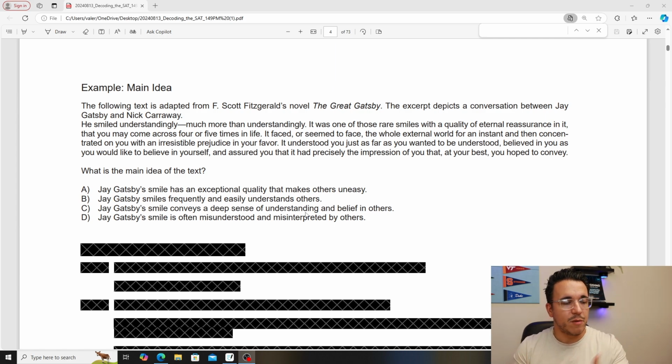First thing we do, we read the question stem. What is the main idea of the text? All right, so now we're going to read the paragraph itself. The following text is adapted from F. Scott Fitzgerald's novel, The Great Gatsby. The excerpt depicts a conversation between Jay Gatsby and Nick Carraway. He smiled understandingly, much more than understandingly. It was one of those rare smiles with a quality of eternal reassurance in it that you may come across 4 or 5 times in life.